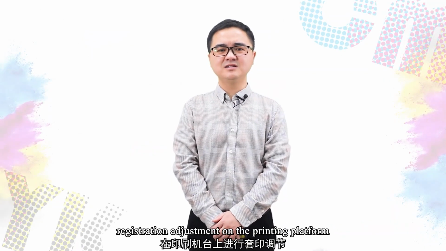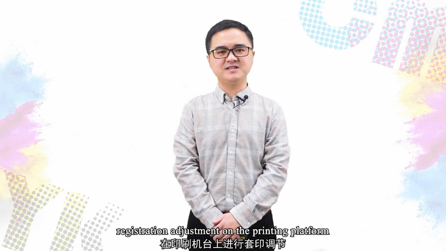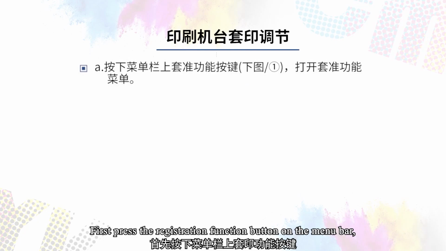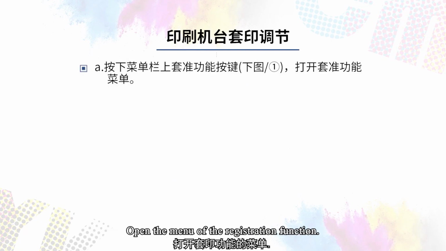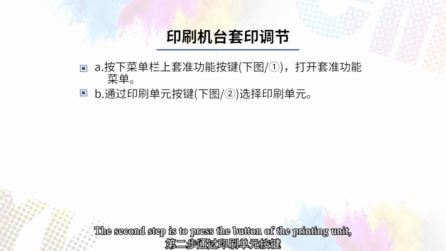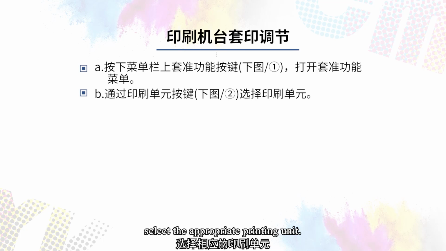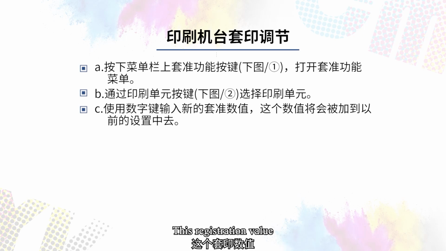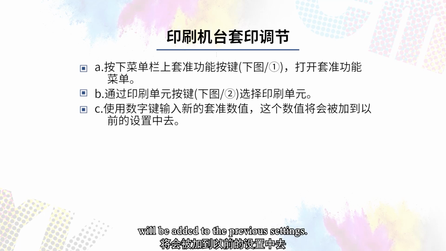Generally speaking, registration adjustment on the printing platform is divided into the following steps. First, press the registration function button on the menu bar to open the menu of the registration function. The second step is to press the button of the printing unit and select the appropriate printing unit. Third, enter the new registration value through the number keys. This registration value will be added to the previous settings.